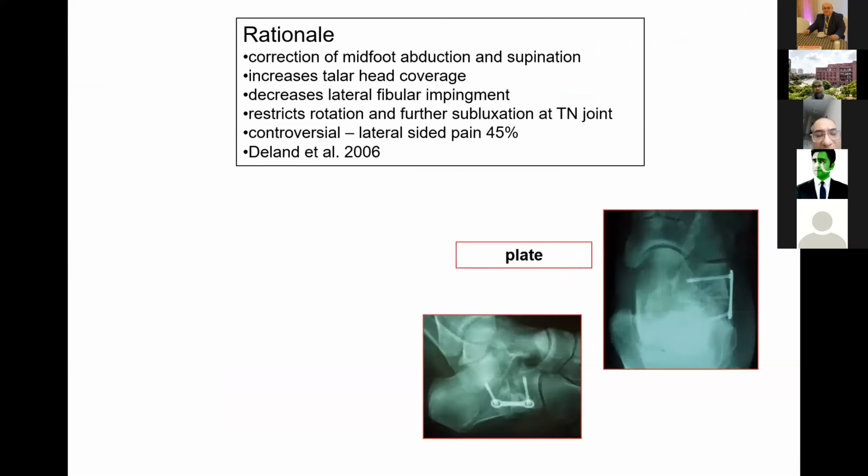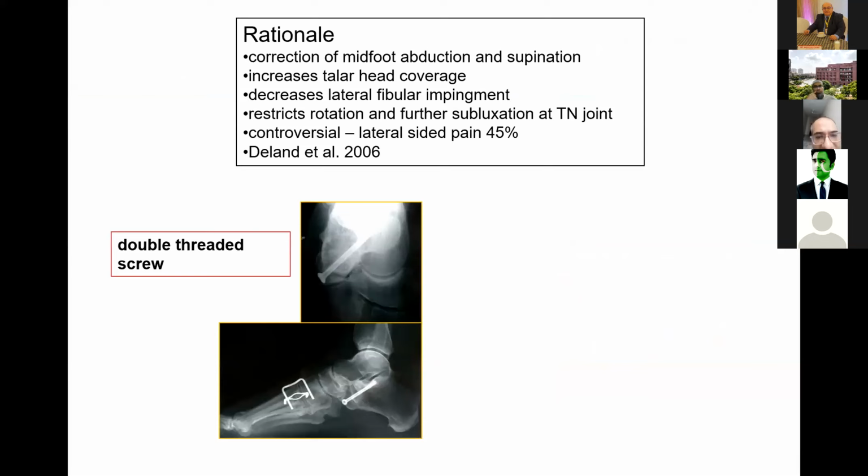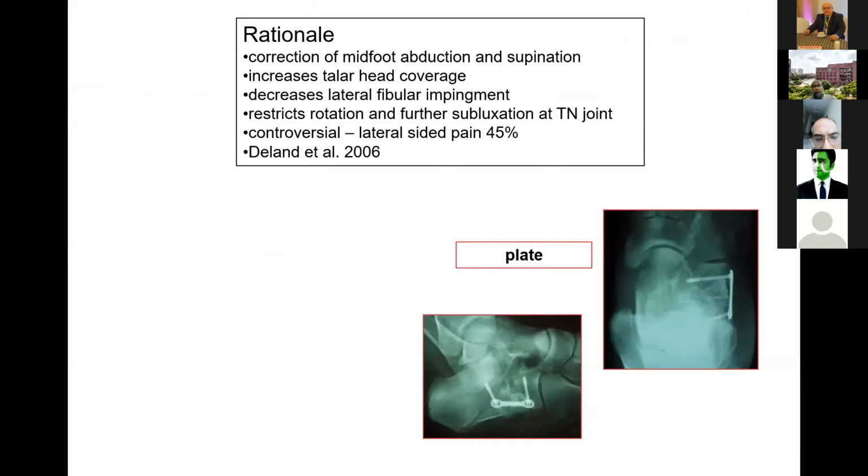So as I was already telling you, midfoot abduction and some sort of supination is usually covered with the help of this lateral column lengthening and also the talonavicular coverage. Whether you fix it with a K-wire or screws is up to you. Next, please.